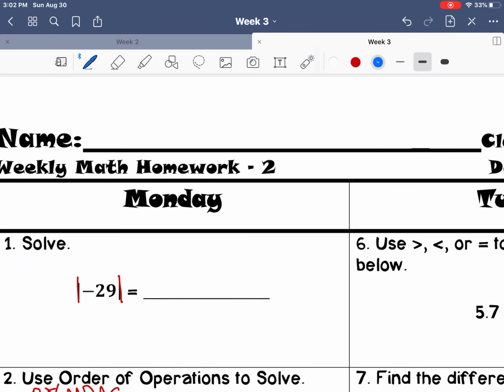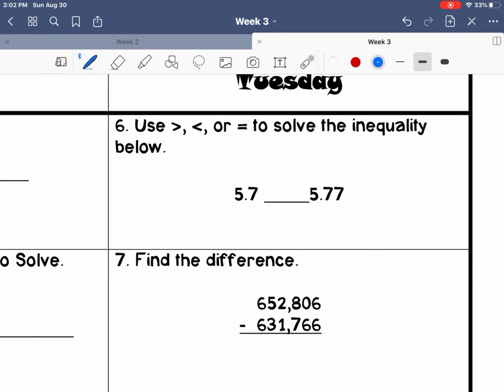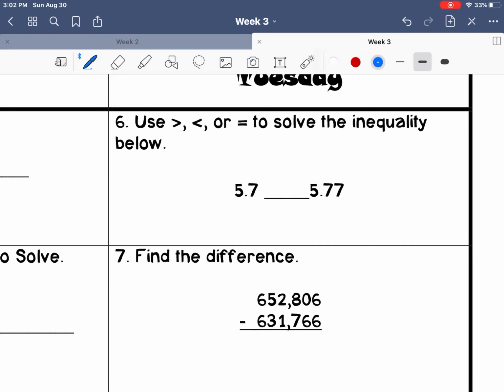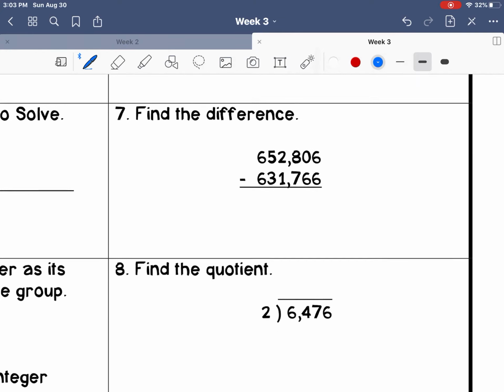Okay, let's go back up to Tuesday's homework. Less than, greater than, or equal to solve. Remember, you can add a 0 to the end of any number to make it a bigger decimal place, but not necessarily change the value. So think of that as $5.70 and $5.77. Which one is greater? They're clearly not equal.